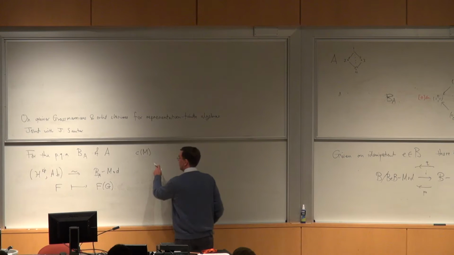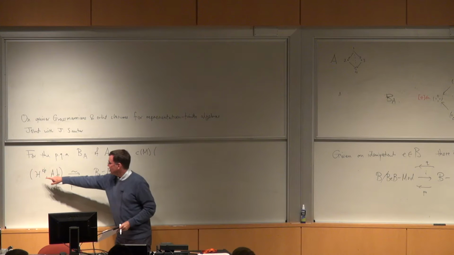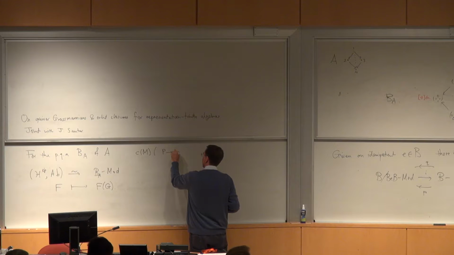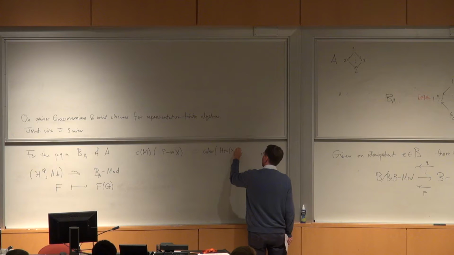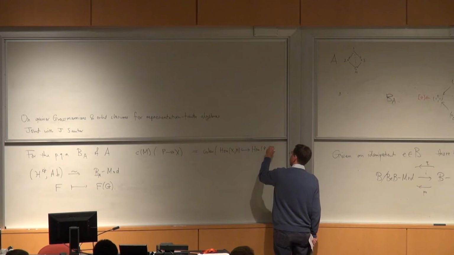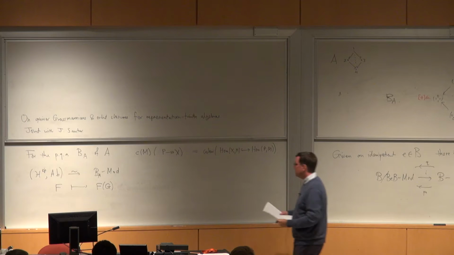To tell you what the functor is, I tell you what the evaluation is on an object in here. An object in there is a P mapping onto an X. And what you get is just a cokernel of a natural map from Hom(X, M), injection unit, into Hom(P, M). Okay.